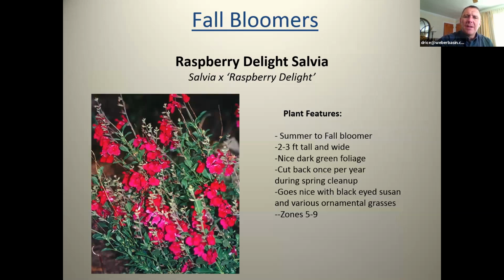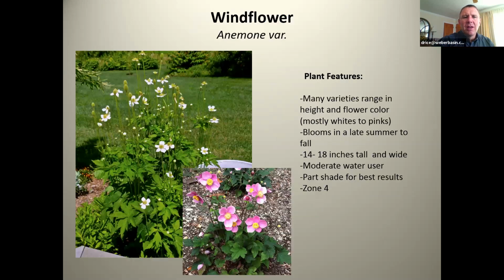Another salvia, Raspberry Delight salvia. This is a late summer to fall bloomer, 2 to 3 feet wide and tall, with very nice dark green foliage. It only requires cutting back once a year. It goes very nicely with other accent plants like black-eyed Susan and ornamental grasses. And in the fall, there's so much going on with the grasses. This goes really well with a lot of the textures and colors of fall.